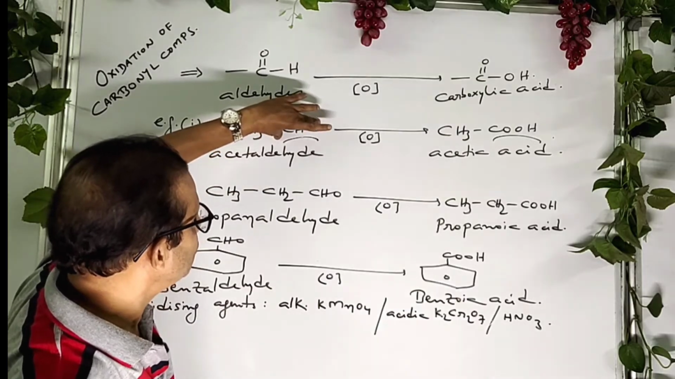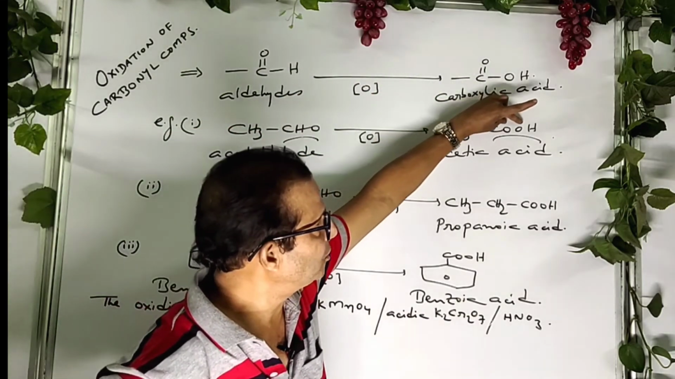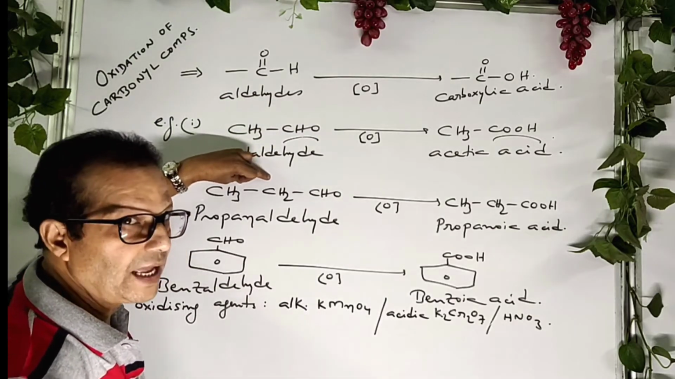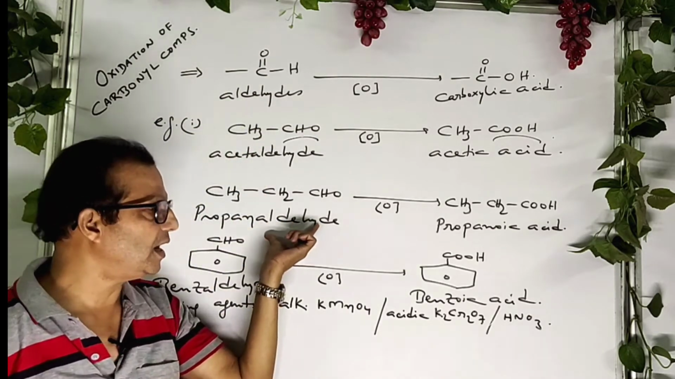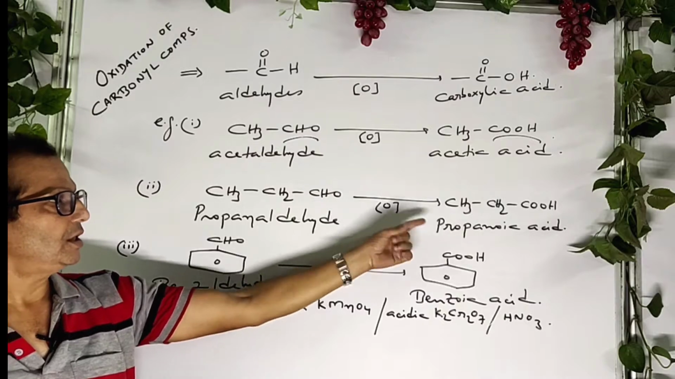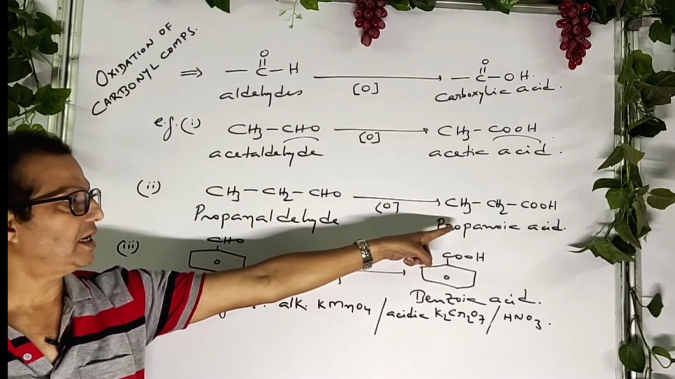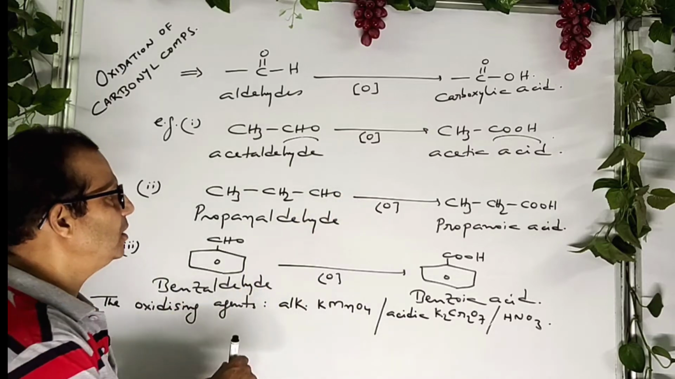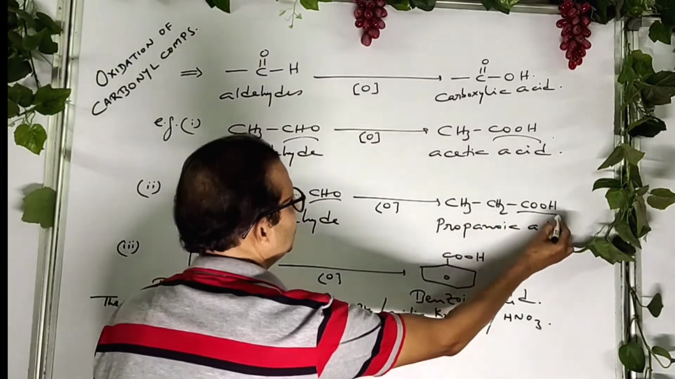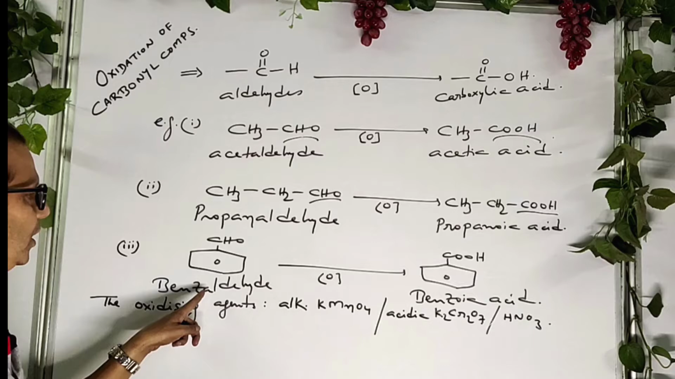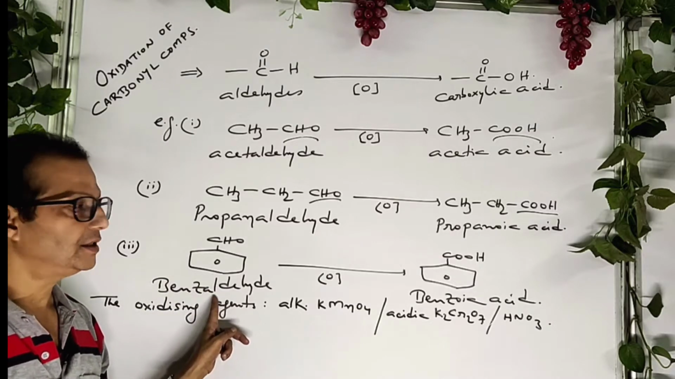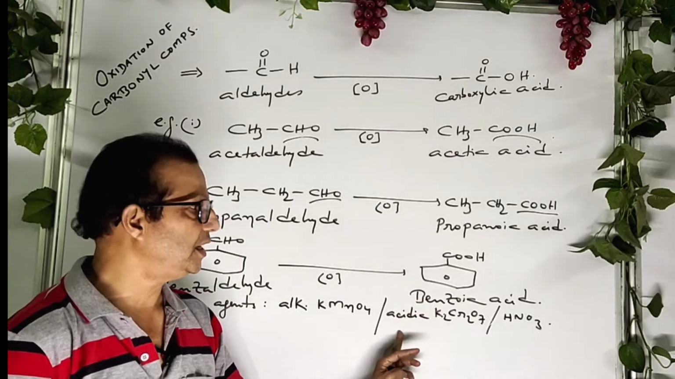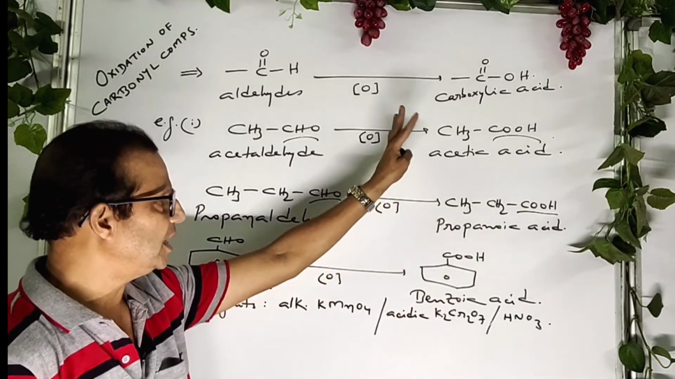The CHO group will change into this, others remain as they are. If you take the example of propanaldehyde, on oxidation it will change into propanoic acid. Just change this group into a COOH group. If you consider benzaldehyde, on oxidation in the presence of any of the oxidizing agents, it will change into benzoic acid.